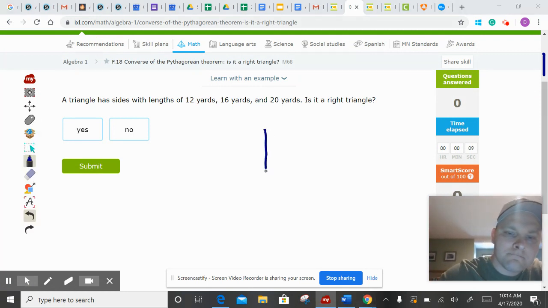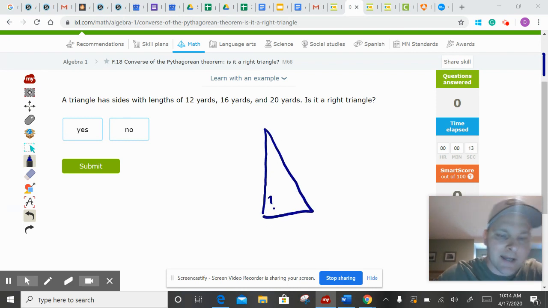So we have a triangle. We want to know if this is a 90-degree angle here. We're not sure if it's a 90-degree angle, but we do know that it's 12, 16, and 20. The 20 is the longest side. That means it has to be the hypotenuse. Whatever the larger number is will be your hypotenuse. 16 and 12. You guys probably won't even need to draw a picture for these, but I'm going to draw a picture for this one.